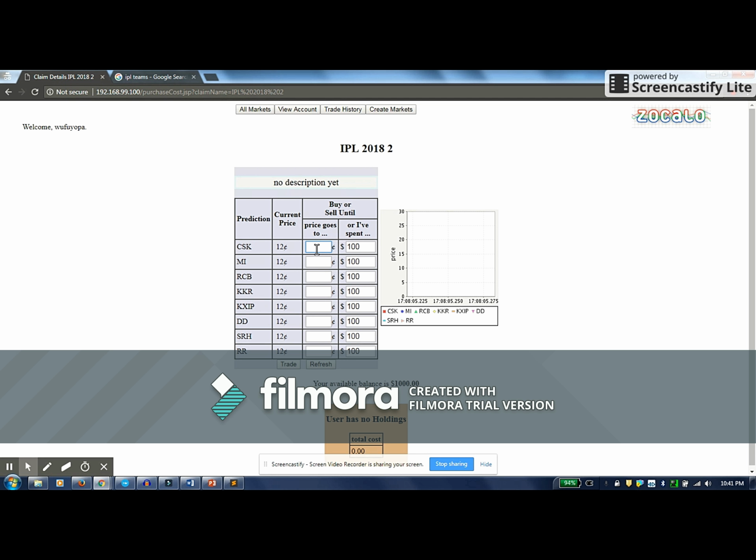So, typical market strategy, right? Let's go ahead and buy some CSK shares. Now there are two different fields here. I can buy or sell until the price goes to a particular value, or I've spent so much money. So let's say I think that CSK has a 50% chance of winning the tournament. I would put in 50 cents here.